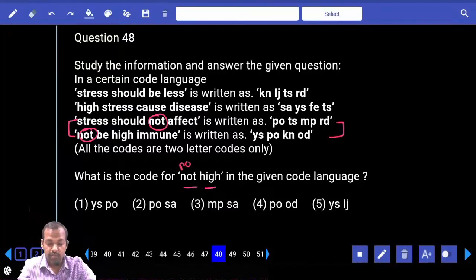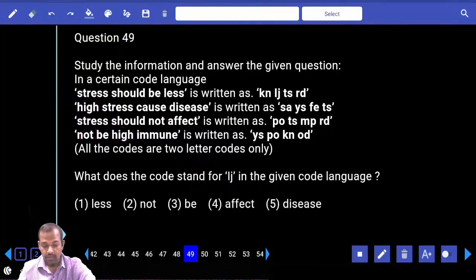PO. Next one, when you go for the word "high", where can we see "high"? Second and fourth line. Now tell me, what is the common code in the second and fourth line? Yes, PO, YS. Where can we see PO, YS? First option.